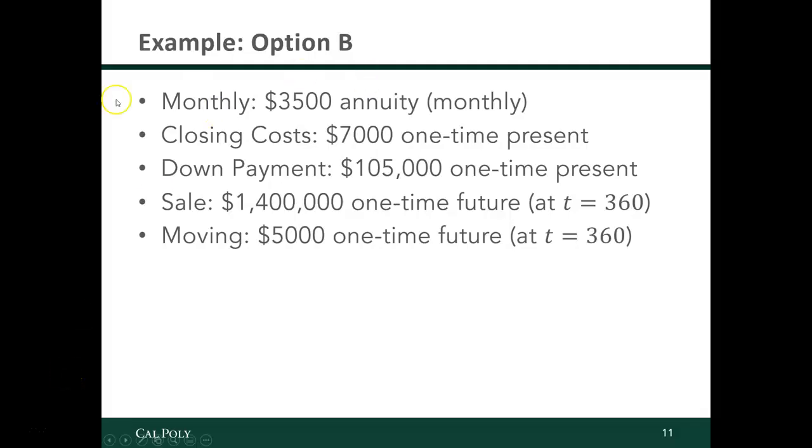Okay, so option B, we need to calculate the equivalent uniform annual cost of that. The monthly payment is $3,500. That's an annuity. You have closing costs. That's a one-time present payment of $7,000. Your down payment is $105,000. We said we could do 15% up front. 15% of $70,000 is $105,000. That's a one-time present payment. We're going to sell it in 30 years. T equals 360 months for $1,400,000. That's a future payment, one time.